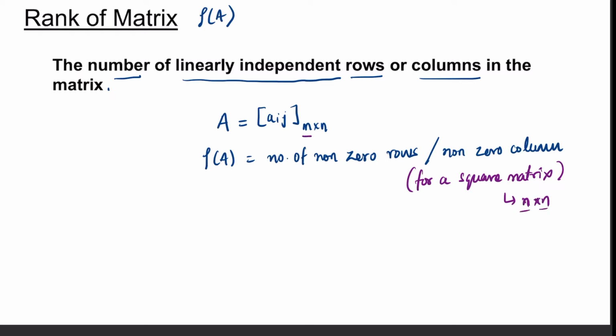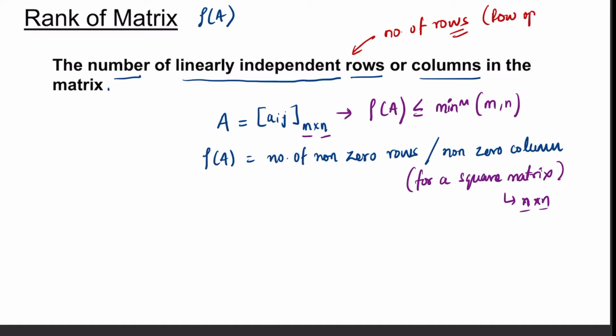For having different number of rows and columns, the rank will be less than or equal to minimum of m and n, that is rows and columns. So in the definition, as the name suggests, linearly independent rows, it is nothing but the number of rows that cannot be made zero using the row operations. Okay, let us just quickly see some of the properties of rank of matrix.